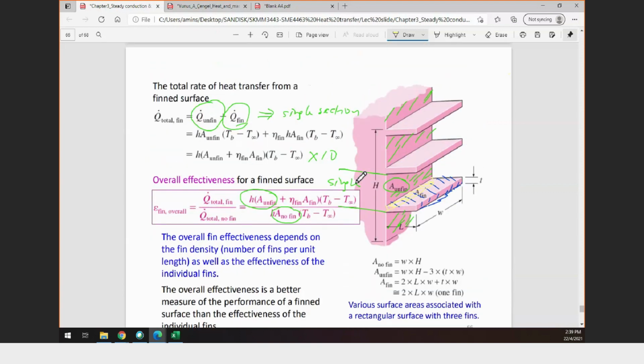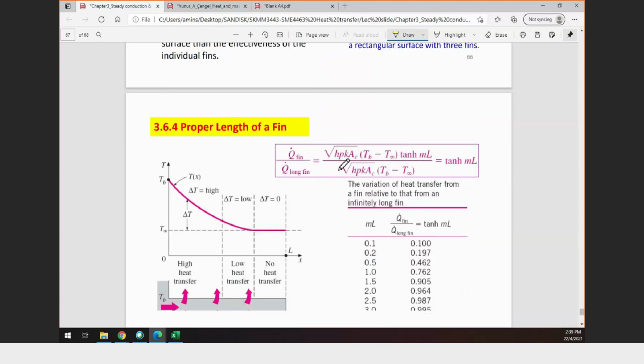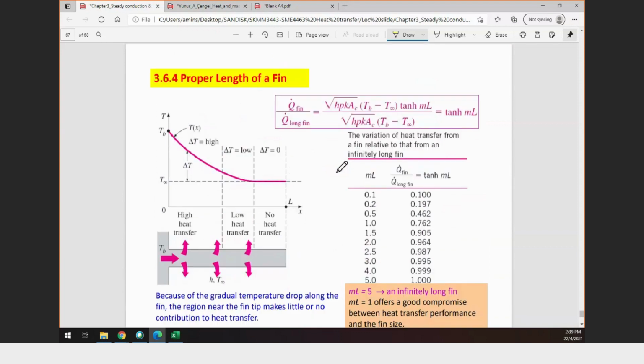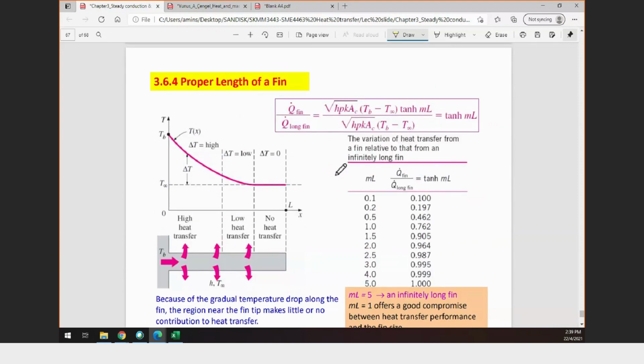Okay. So that is if you are dealing with multiple fins in one system that has a multi-fin assembly. This topic is used to design how long the fin is required to be in order to sufficiently release the heat as desired by the system.